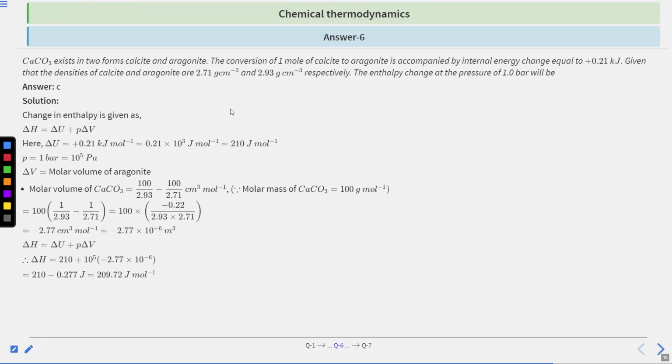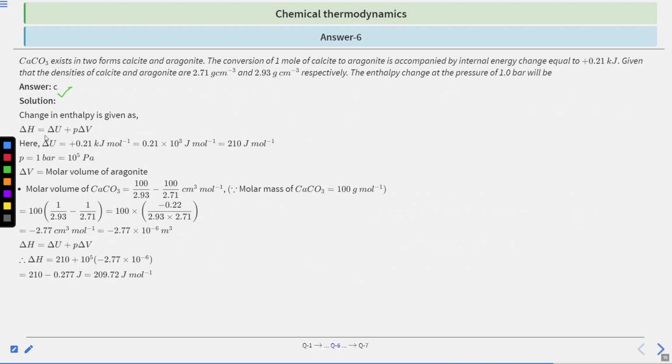Okay, so the correct option will be option C, that is 209.72 joule per mole. The change in enthalpy is given by this equation: del H, change in enthalpy, equals change in internal energy plus pressure times change in volume. Here del U is given as 0.21 kilojoule per mole, so it will be 0.21 into 10 to the power 3 joule per mole, or we can write 210 joule per mole, on multiplying by 10 to the power 3.